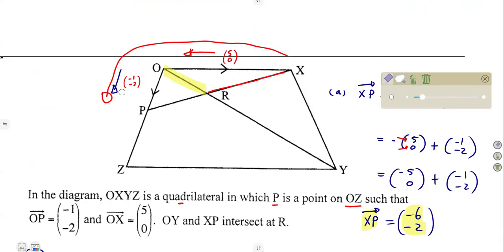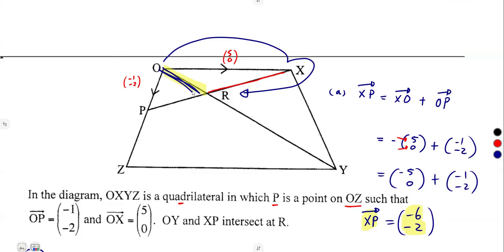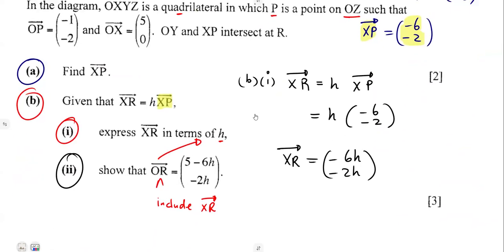All right, let me erase this one that we had before so that we can properly see. We need to include what? X to R. So we are going to move from O to X, then from X to R. That is the root that we are going to take to find vector OR, this one, including XR, as XR contains what? H, this one. So that's how we're going to simplify that.